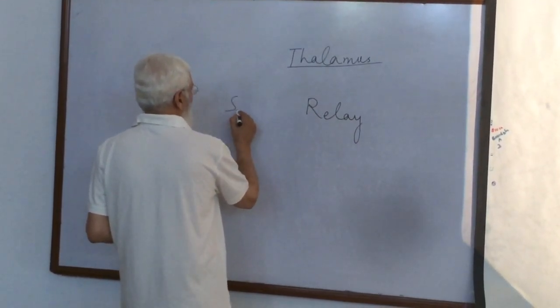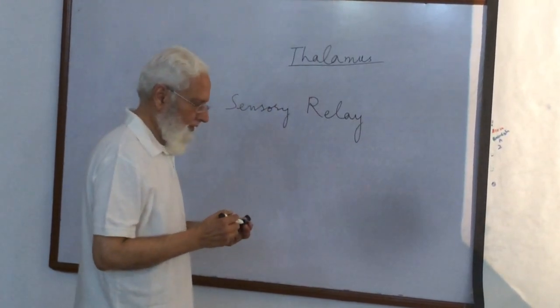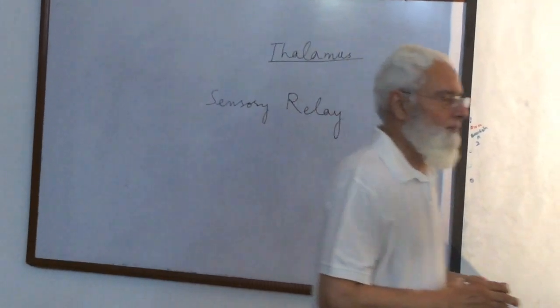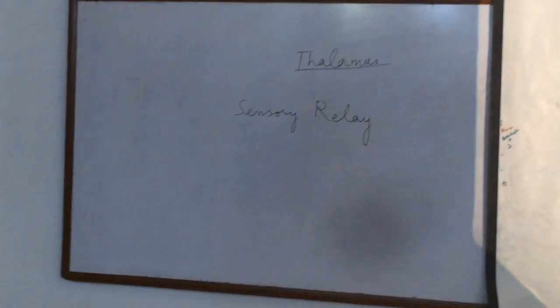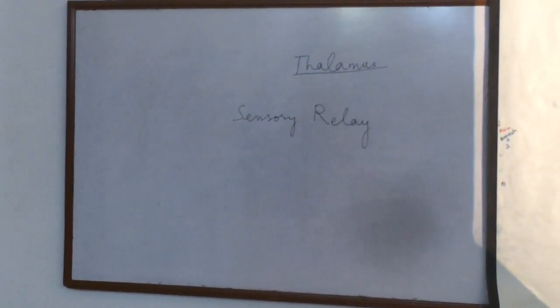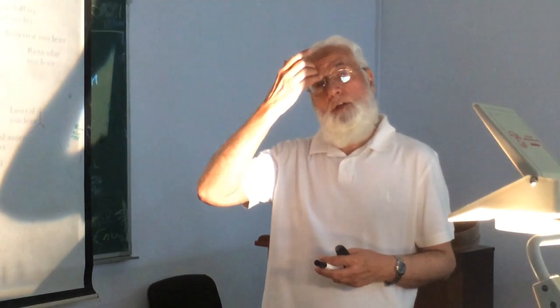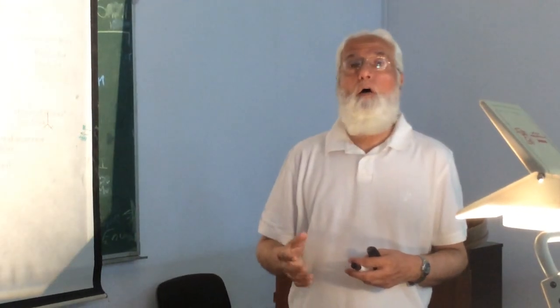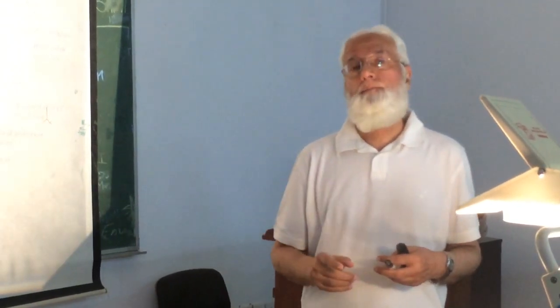Principal sensory relay station. Thalamus receives impulses of all the somatic and special sensations. So thalamus is the principal sensory relay station. It receives impulses of all the somatic and special sensations.